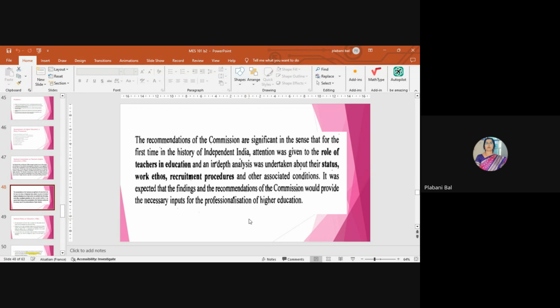The recommendations of the commission are significant in the sense that for the first time in the history of independent India, attention was given to the role of teachers in education.